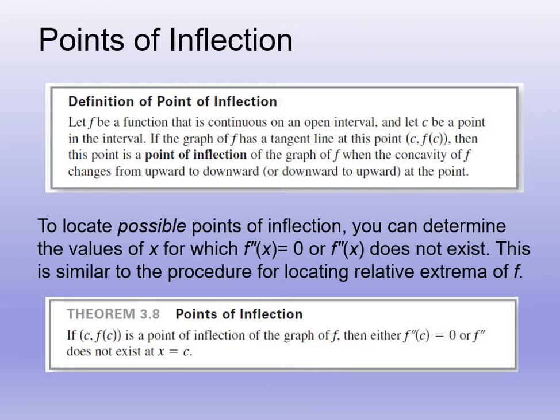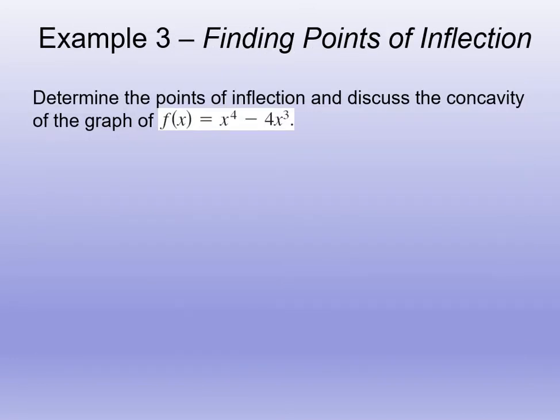So how do we calculate points of inflection? Well, we've already kind of done it, but if we look at theorem 3.8: if f of c is a point of inflection of the graph of f, then either f double prime of c equals 0 or f double prime does not exist at x equals c. This is very similar to what we did last section using the first derivative. A point of inflection is where either the second derivative is 0 or the second derivative does not exist, and you're going to be looking for that as we solve for points of inflection.